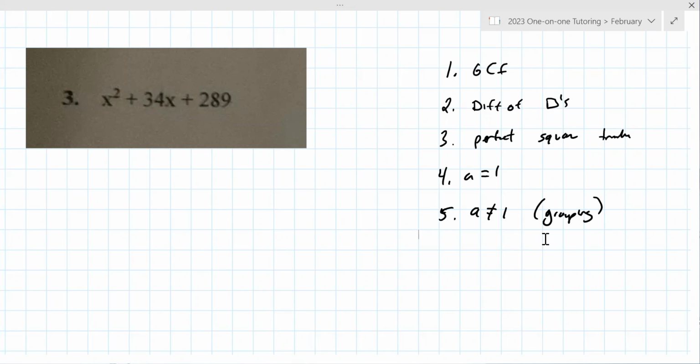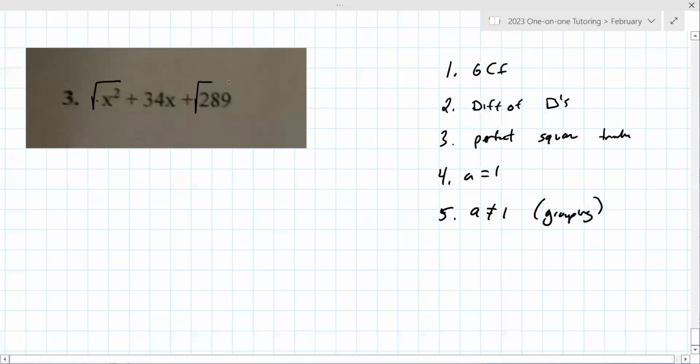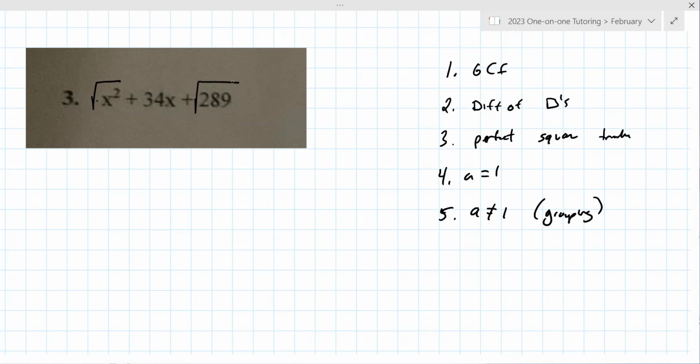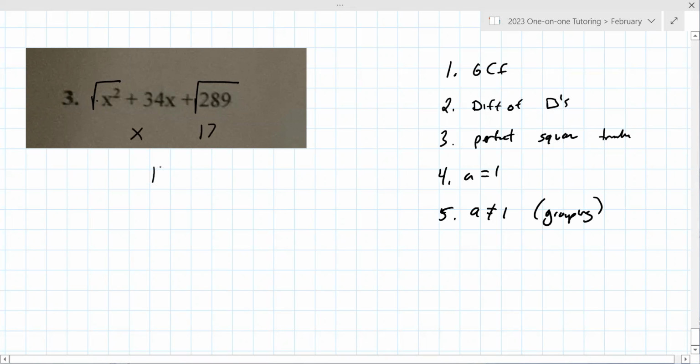Is it also A equals 1? This one is an A equals 1, but it's better as a 3. You can take the square root of the first and the square root of the last. Do you know the square root of 289 offhand? I do not. It's 17. And when you squeeze those together and double it, do you get 34x? Yes. So this one is a perfect square trinomial.